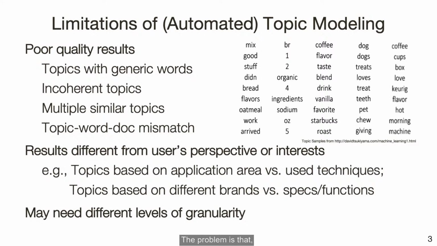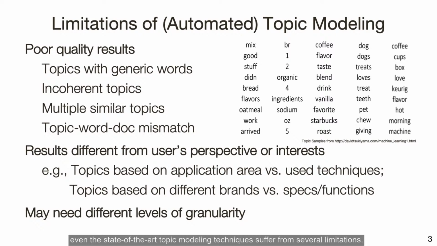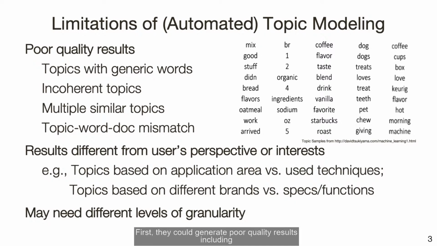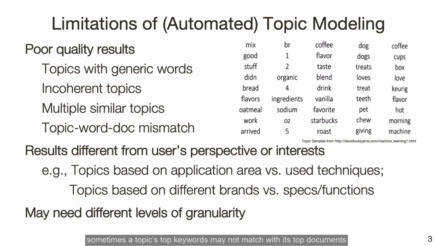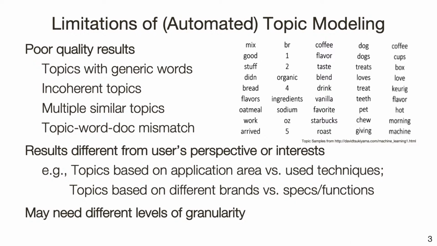The problem is that even the state-of-the-art topic modeling techniques suffer from several limitations. First, they could generate poor quality results, including topics that contain generic words, incoherent topics that do not make sense, or there could be multiple similar topics. Sometimes, a topic's top keywords may not match with its top documents.